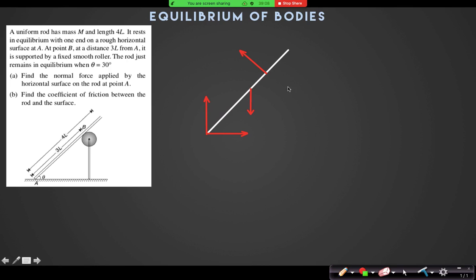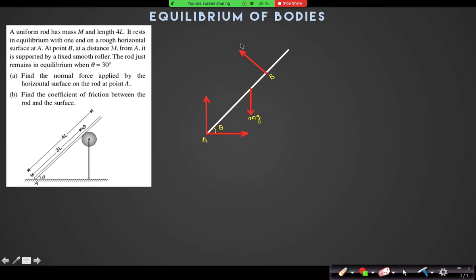So this point is B, this point is A, and this is mg. This angle is theta. So it just remains in equilibrium. That means if you decrease the angle from 30 degrees, it will no longer be in equilibrium, it will slide down. So decrease or increase? Yes, decrease. If you decrease that angle theta, then it will move in this direction.